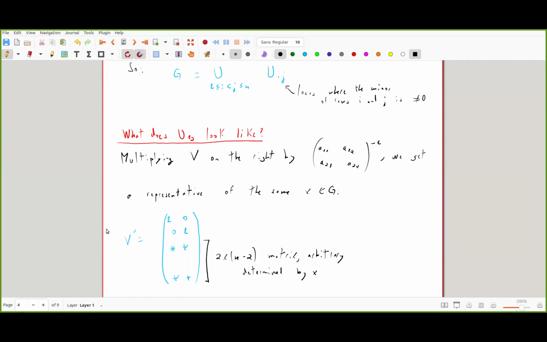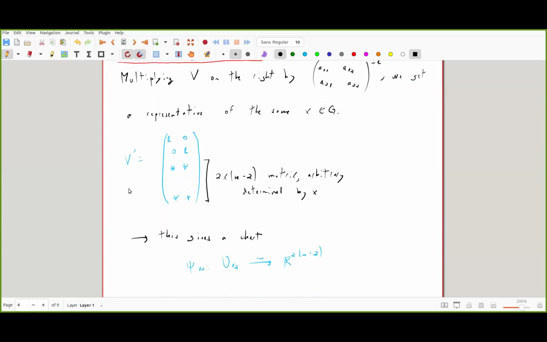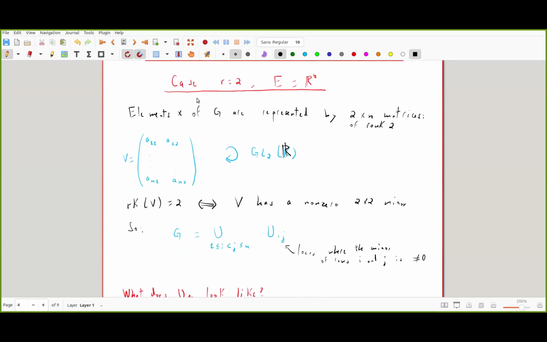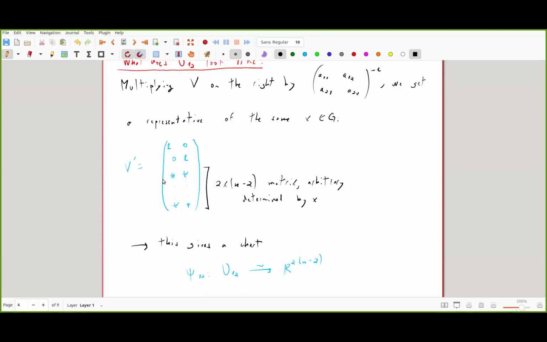Okay, so what this is telling you is that on this open subset U_{1,2}, you have a chart that is just: you take this V here, you normalize it, and then you send it to all these remaining coefficients. So the chart goes from U_{1,2} to R^{2(n-2)}, and it's a homeomorphism. Okay, so this is a very nice case. The charts actually don't land in open subsets of this. The target is just the whole space.